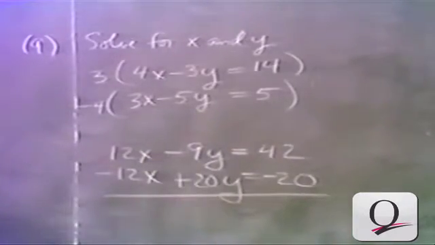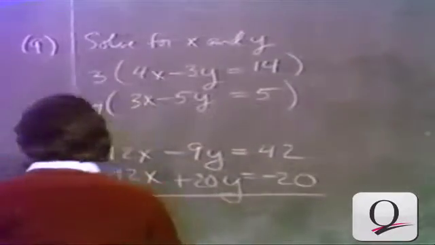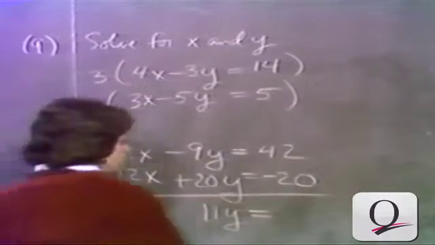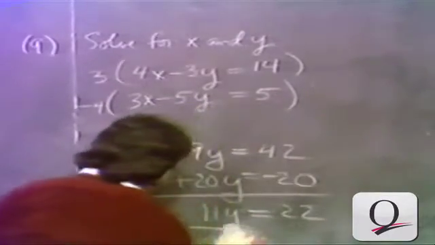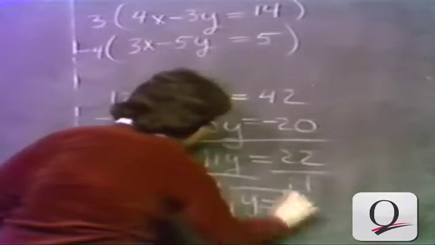Adding now, we see that the x's will drop out. 20y and minus 9y gives us 11y equals 42 minus 20, which is 22. Dividing both sides by 11, y equals 2.